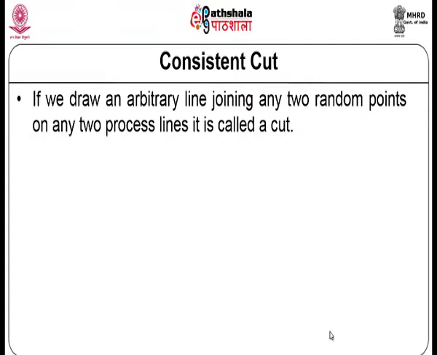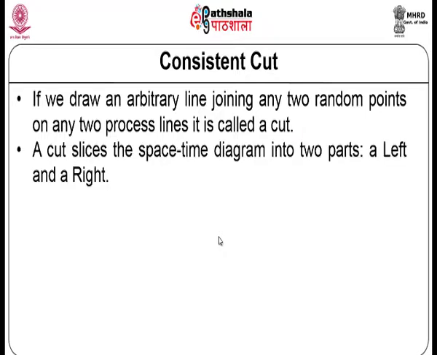First, let us understand what is a cut. A cut is any arbitrary line through the space-time diagram. This line should join any random points. In this case, example 2 points. In fact, if there are n processes, then the cut should be able to join n points across each process and divide the overall system.